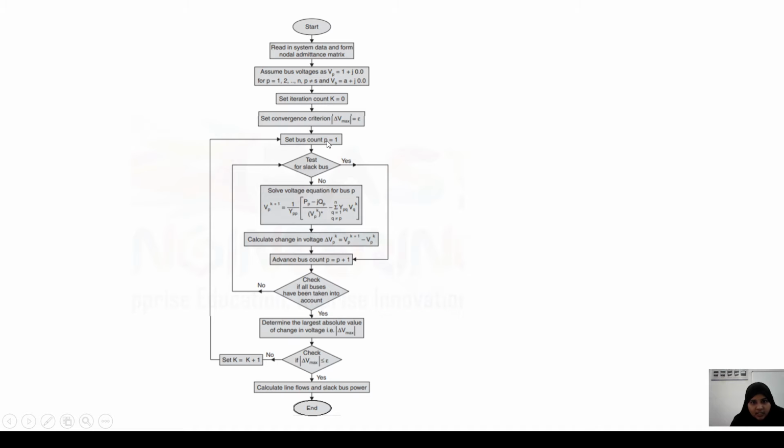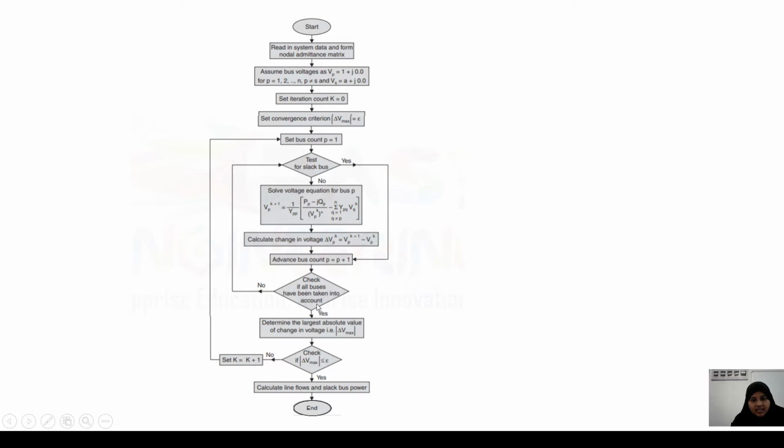So after setting the convergence criterion, mod delta Vmax is epsilon, we set bus count P is equal to 1. Test for slack bus. If it is a slack bus, then you go to the step that advances bus count P is equal to P plus 1. If it is not a slack bus, then solve the voltage equation for bus P, that is Vp K plus 1 is 1 by Ypp, times Pp minus JQp over Vp conjugate, minus the sum of the Ypq Vq terms. Next, calculate the change in voltage, that is delta Vpk is Vpk plus 1 minus Vpk. Then advance bus count P is equal to P plus 1.